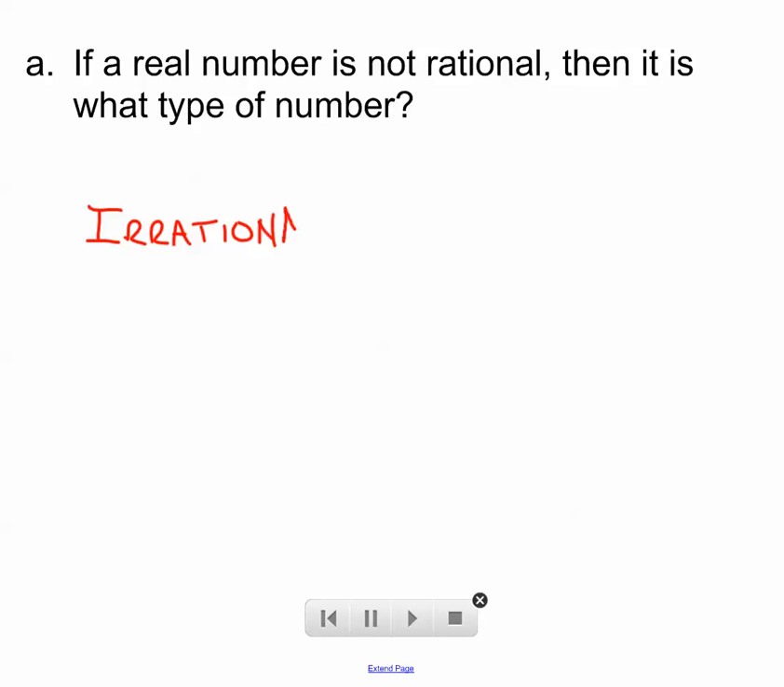So real numbers are either rational or they're irrational. Nothing else. They're one or the other. They have to be either rational or irrational. Remember, rational means they can be written as the quotient of two integers. They can be written as a fraction, basically.